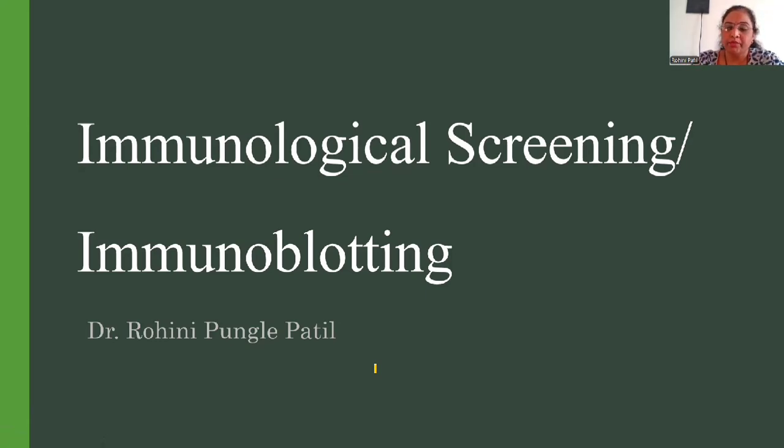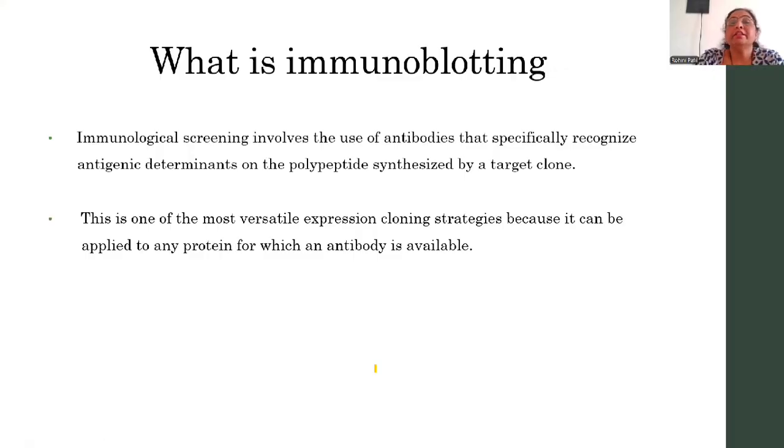What do we mean by immunological screening? It is a technique involving antibodies, and these antibodies are specific for the antigenic determinants placed over the polypeptide. This polypeptide is synthesized by a target clone. That is immunological screening, or immunoblotting.